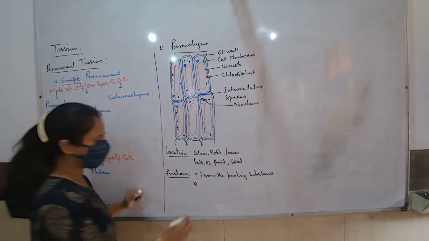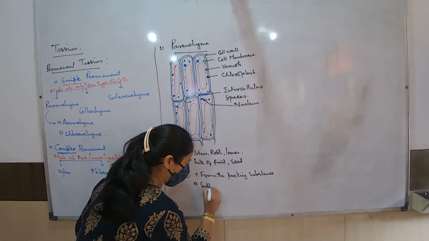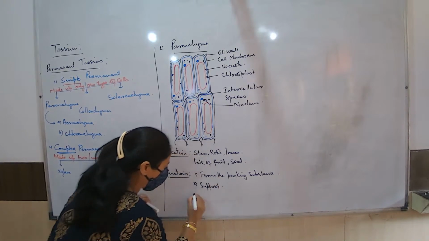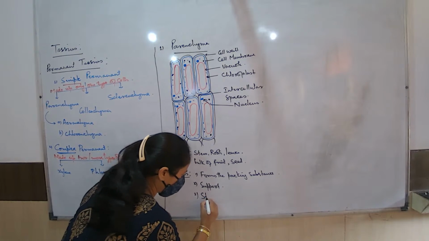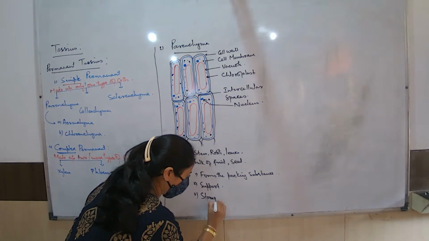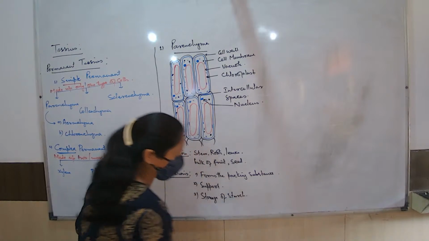So associated with the packing substance, they also help in support. Third is storage of starch, storage of food in the form of starch, another particular function of the parenchyma.